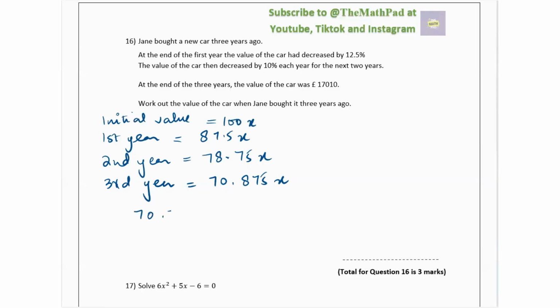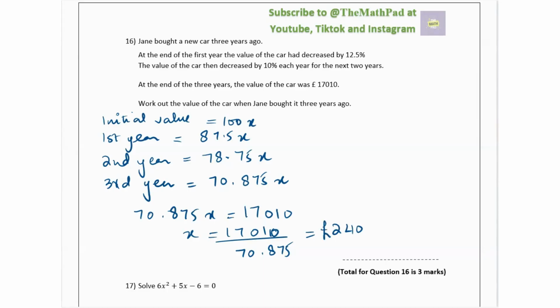So if we put this equal to 17,010, that should give us the initial value of the car, which turns out to be 240 pounds. But that's X. So the initial complete value would be 240 times 100. 100 times X was the initial value, not X. So we times X by 100 to get the initial value, which is 24,000 pounds.